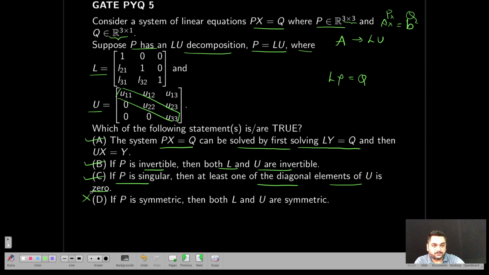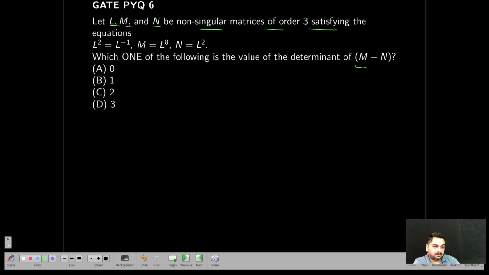Let L, M, and N be non-singular matrices of order 3 satisfying these equations. So we need to find the determinant of M minus N. M is L to the power 8, N is L square, and L square is given as this. So L square equals L inverse. That means I can write L into L square equals the identity matrix, so L cube is I. Then M equals L to the power 8.